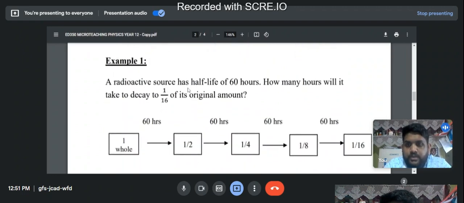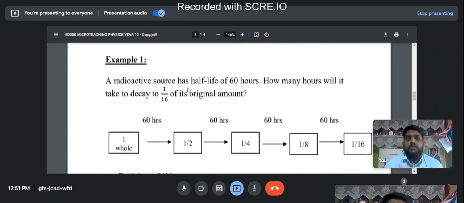Now example 1, let's come to our example. Before I discuss the example, let me briefly explain what half-life is. Just recap from the notes. Half-life is the time taken for the initial mass to decay to half of its mass.